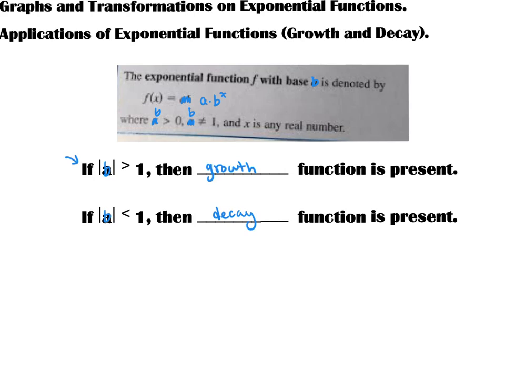I better hurry up. And then we'll get into the specifics of exponential graphs and writing some functions. All right, let's get started.